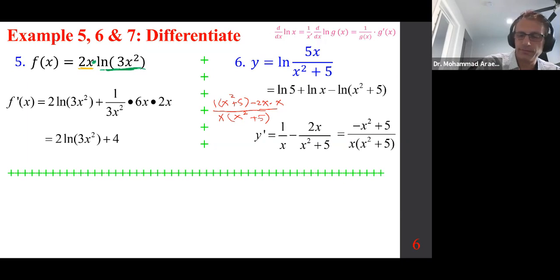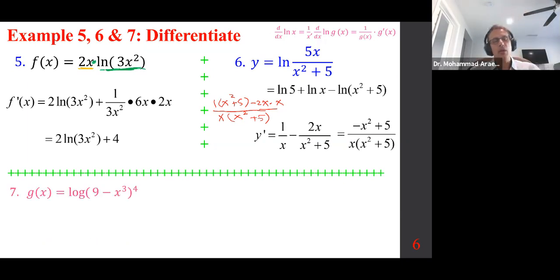Here's the next one. We want to differentiate this log. Remember, the first step is to use our algebraic techniques to simplify if we can. Power rule indicates that we can bring number 4 in front. Power rule of logarithmic properties.